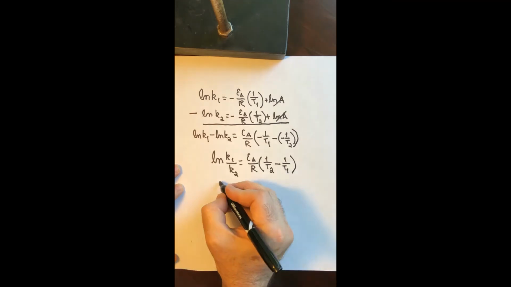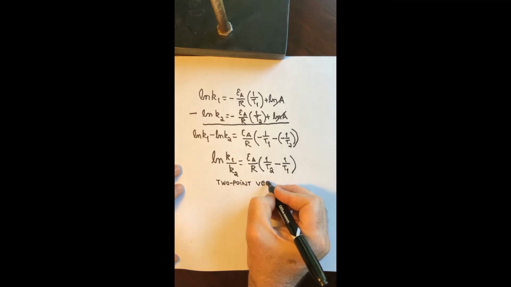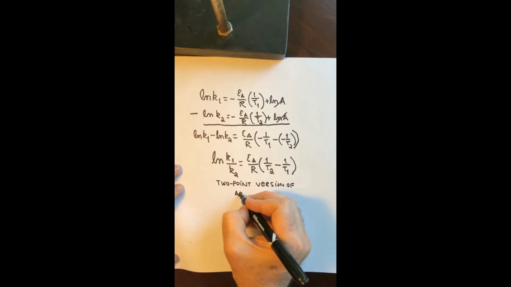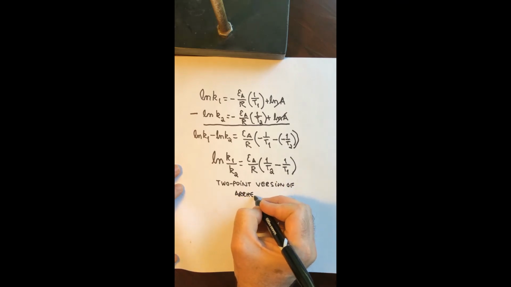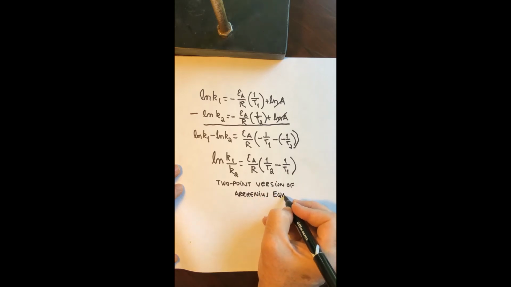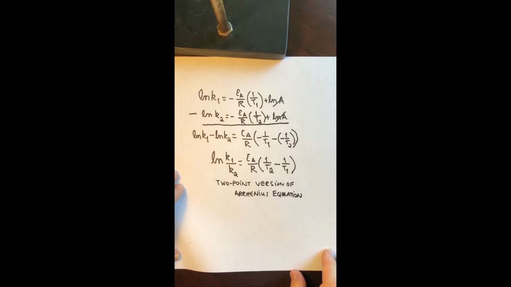And this is what we're going to call the two-point version of the Arrhenius equation. And this will help us in several problems. This is going to help us in problems where we're only given 2 data points.